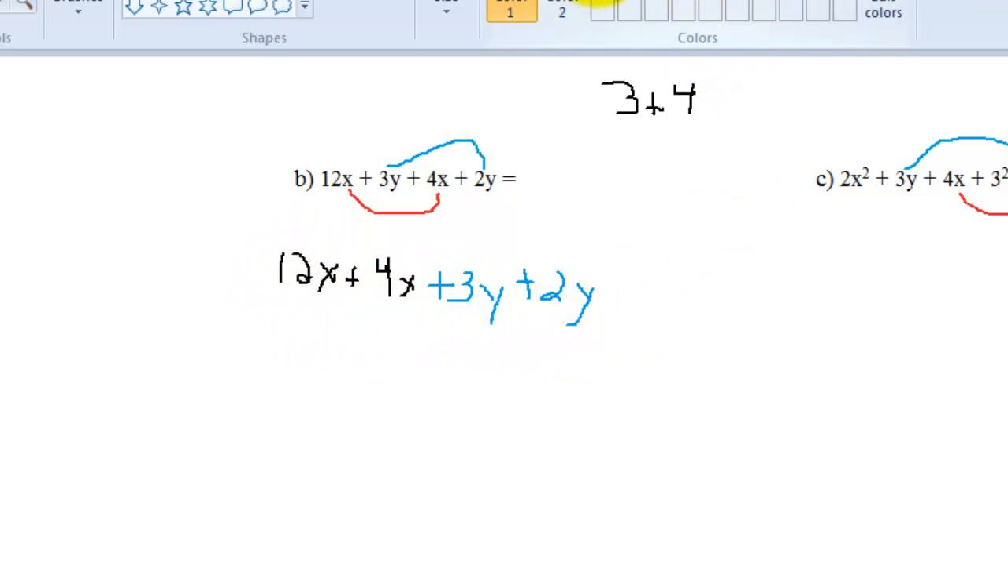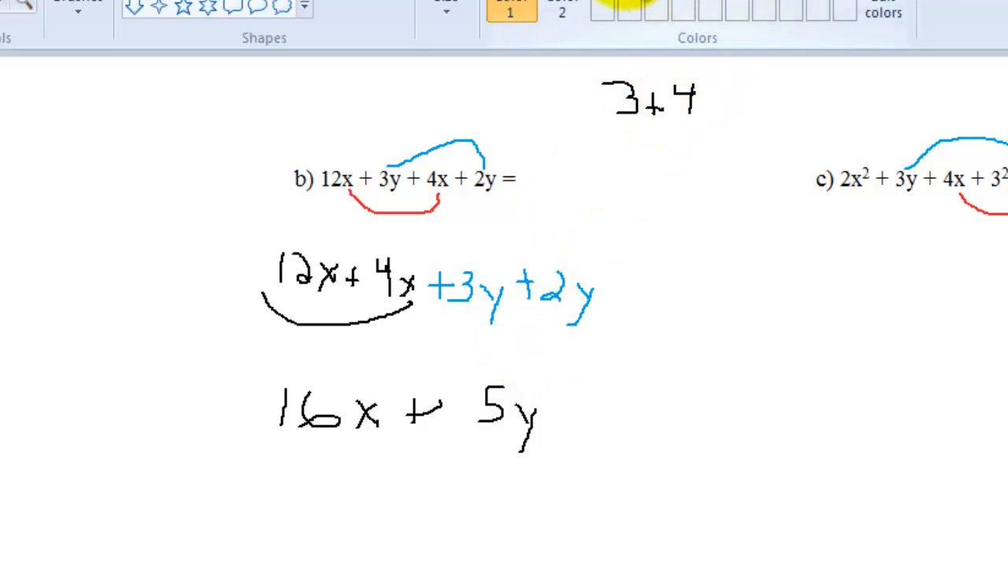And in this situation here, 12x plus 4x, you just add the coefficients. So that would be 16x, and then add these coefficients. Keep the plus because the answer is plus 3 plus 2, which gives you a plus 5y. You can't do anything more with that. It's simplified as far as it can simplify.